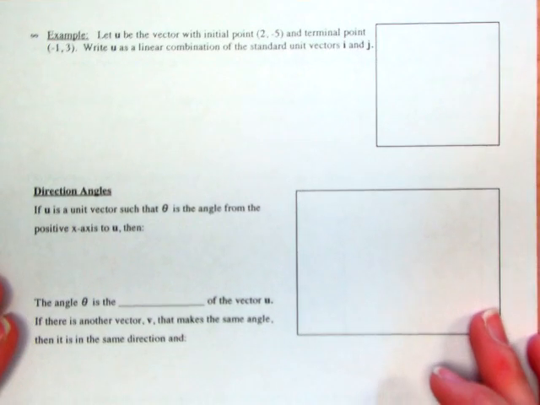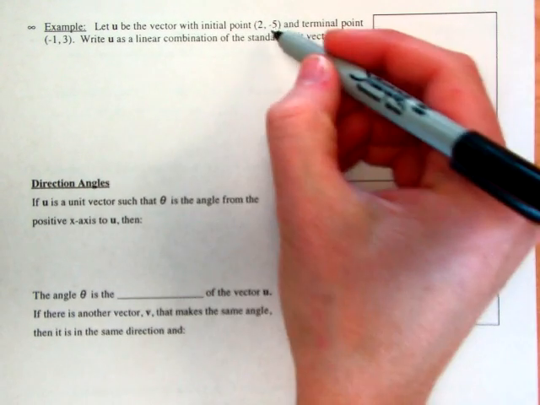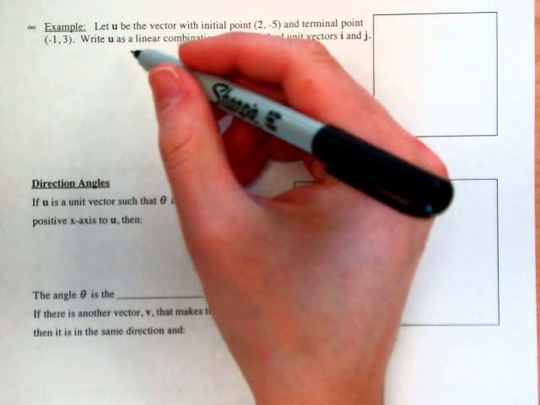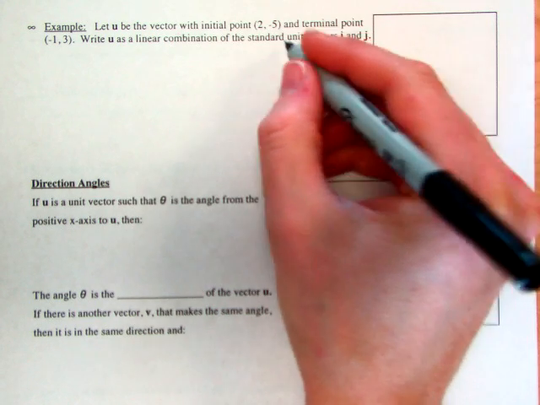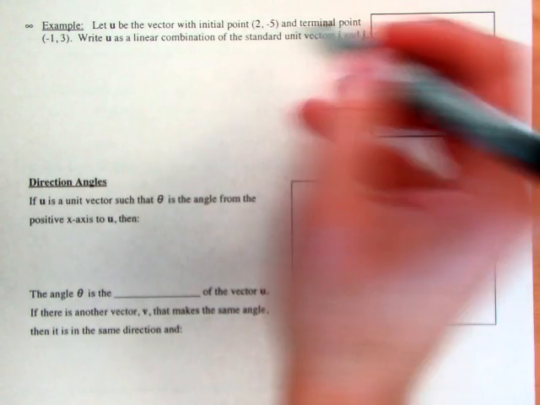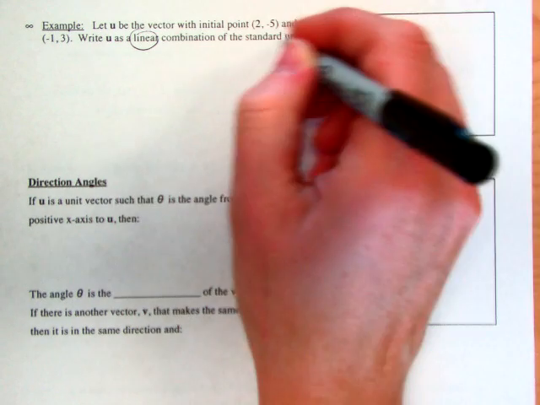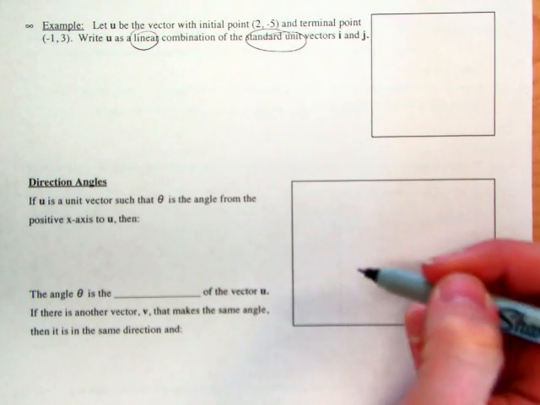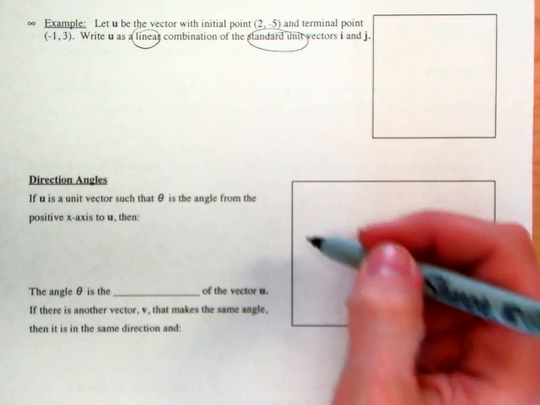This says, let u be the vector with this initial point and terminal point of negative 1, 3. We're going to write it as a linear combination of the standard unit vectors i and j. This is how the test question will look. So if you don't know what a linear combination was or what standard unit vectors are, it's going to be very hard for you to do this, even though the math is very simple.